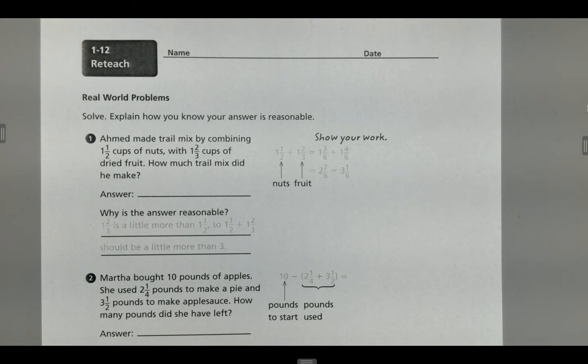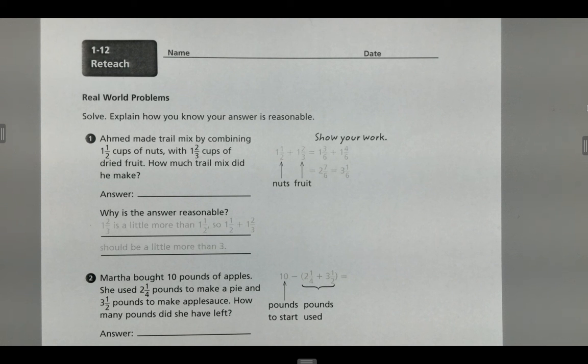And to me, the key whenever you're doing these sort of problems is you first want to be able to read it through a few times so that you can properly visualize the situation. Then look at the clues that are given to you and determine what you are being asked to solve for. The directions ask us to solve and explain how you know your answer is reasonable. That word reasonable tells me that we're being asked to come up with an estimate first so that we can compare that at the end to our actual answer and see if we're in the ballpark.